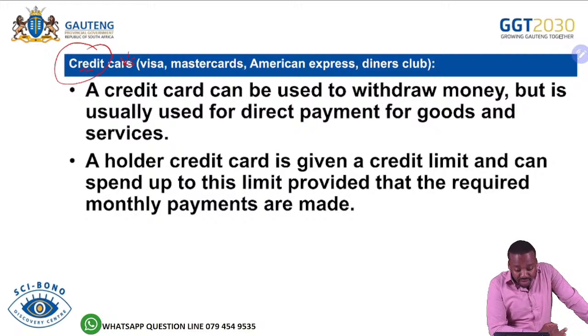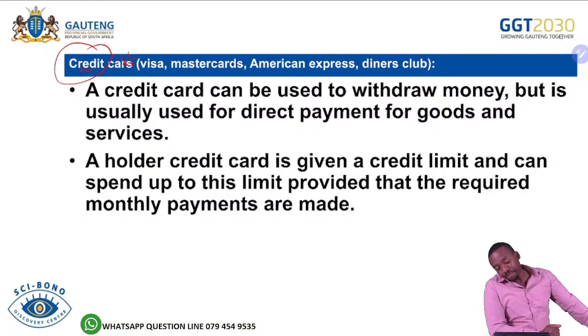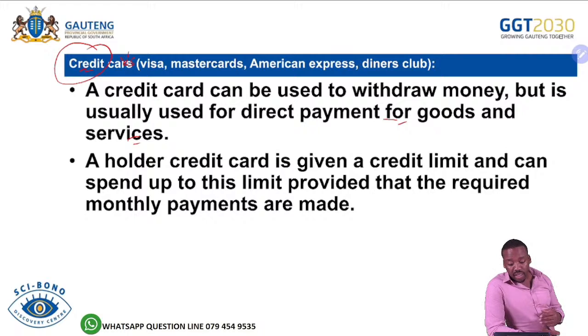So we are saying credit cards are from different banks. There's a Visa one, there's MasterCard, there's American Express, and also there's Diners Club. Those are some of the different types of credit cards that we have. So how can you use a credit card? It can be used to withdraw money, but it is usually used for direct payments for goods and services. So it has multiple functions, right? You can either withdraw money or it is for direct payment for goods and services.